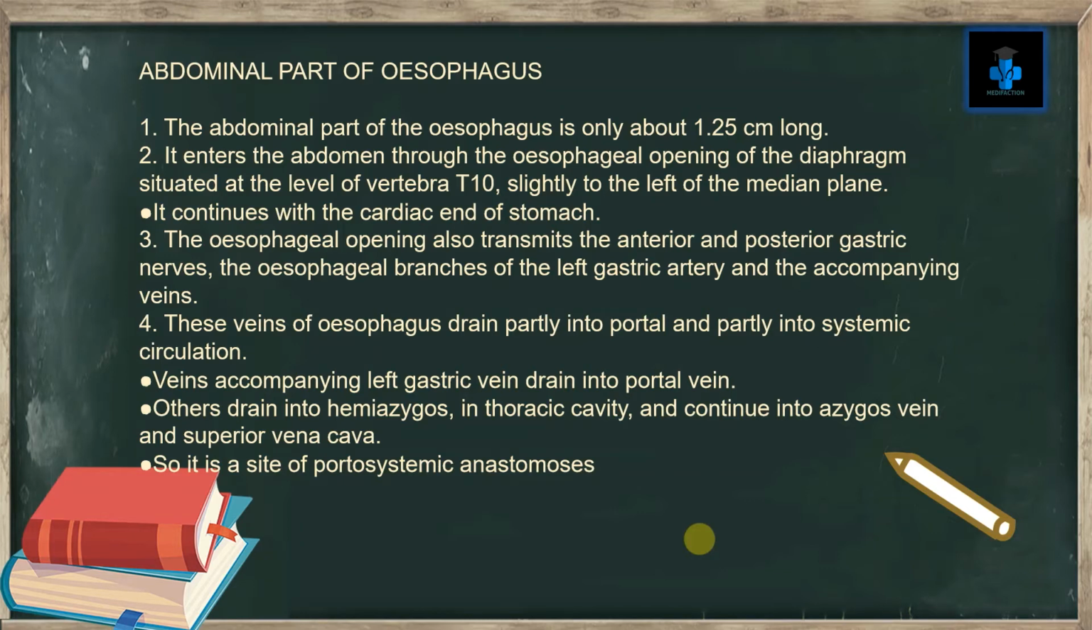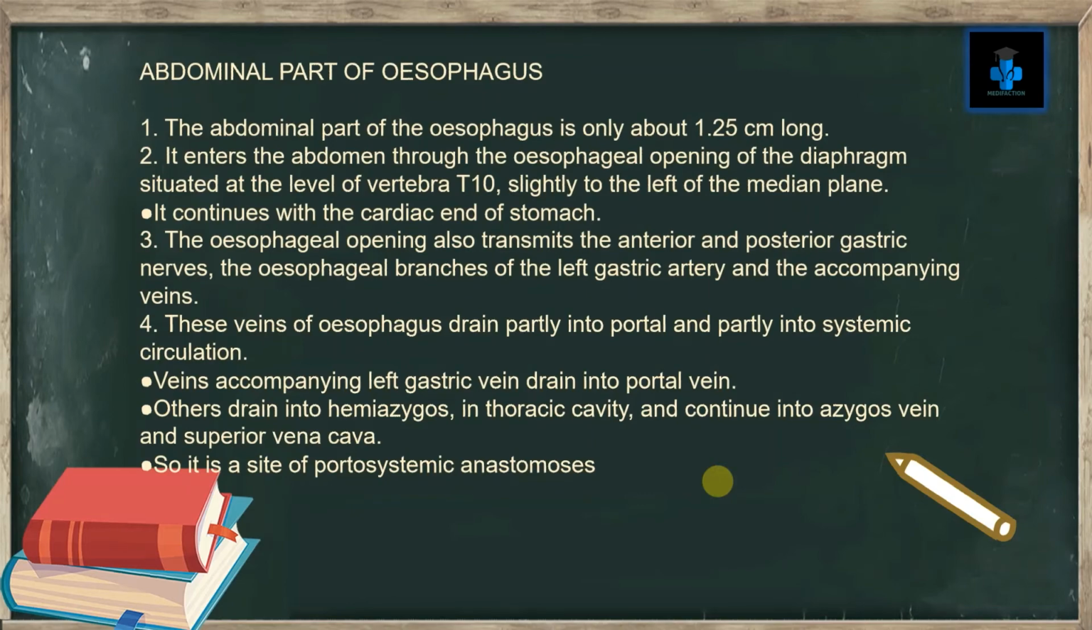The esophageal opening also transmits the anterior and posterior gastric nerves, the esophageal branches of the left gastric artery, and the accompanying veins. These veins of esophagus drain partly into the portal and partly into systemic circulation. Veins accompanying the left gastric vein drain into the portal vein. Others drain into the hemiazygos vein in the thoracic cavity and continue into the azygos vein and superior vena cava. So it is a site of portosystemic anastomosis.